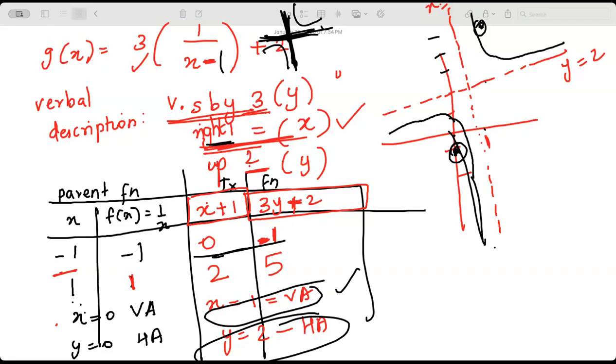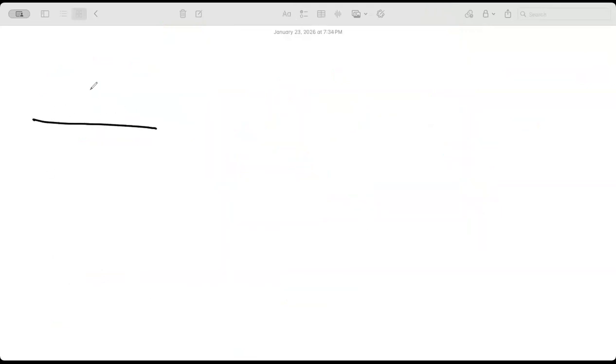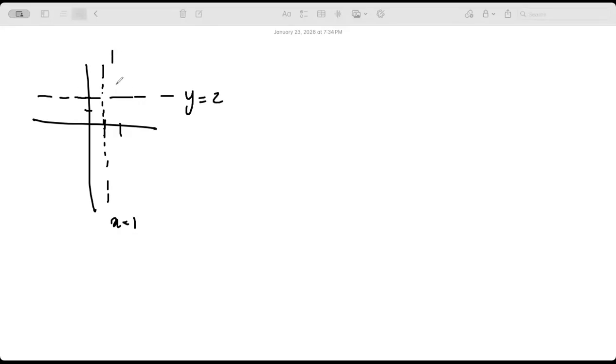Okay, so minus 1 comma minus 1 became 0 comma minus 1, correct. 1 comma 1 became 2 comma 5. Now in this transformed graph, let me draw the transformed graph a little more clearly. This was x equal to 1, right? X equal to 1. Y was 2, right? Y was 2. So I had my graph like this. Can you tell me what is the domain and range, please?